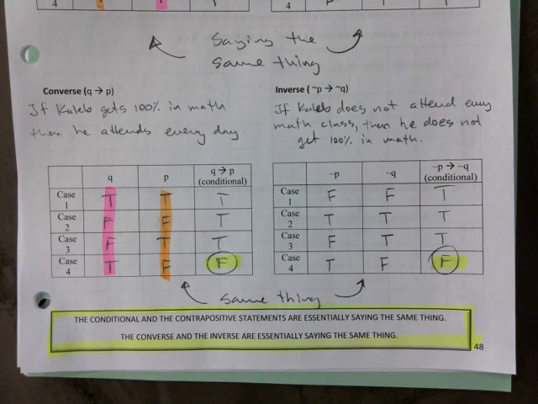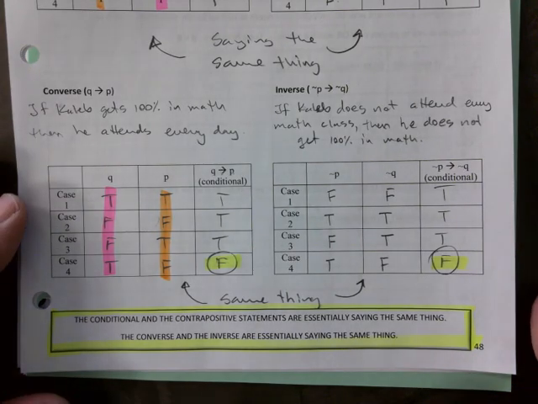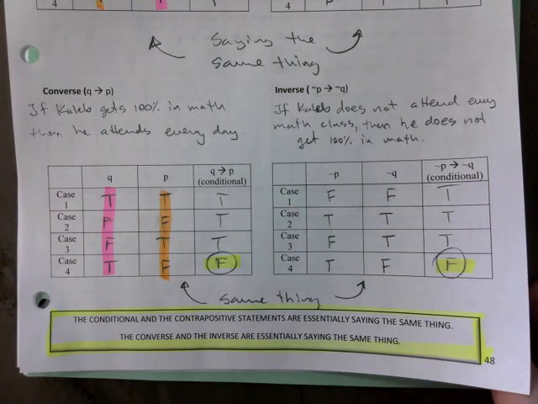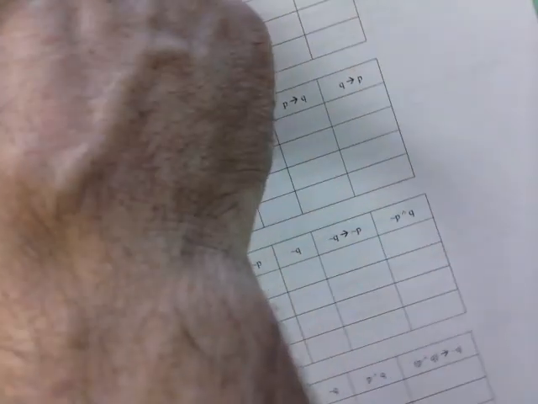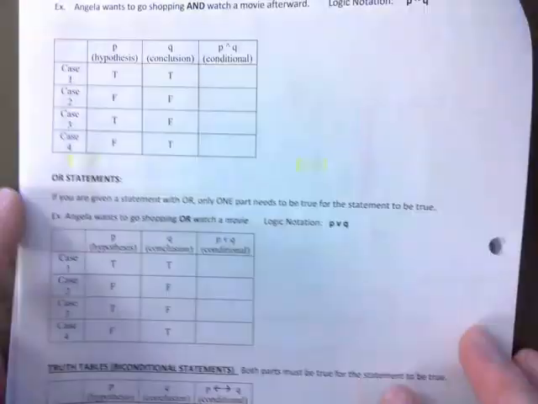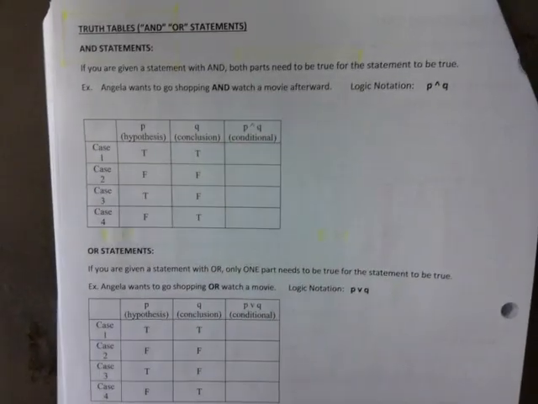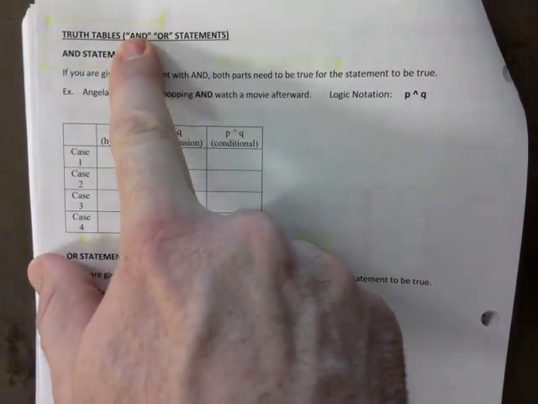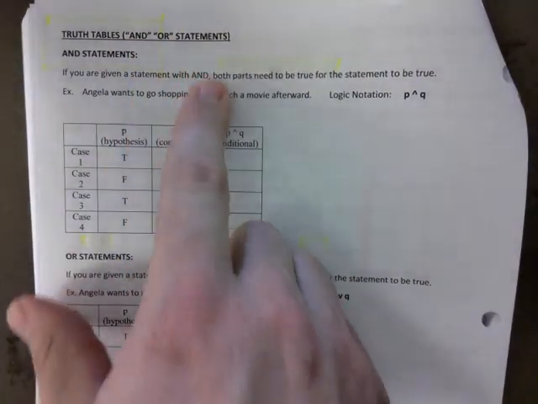You got this, guys. You got this. Remember, arrow is if then. Okay, I'm going to change this up a bit. I think the next statements are going to be a little bit easier to understand why it's true or false. So let's go to page 49. Page 49. And watch what it says: and, or statements.